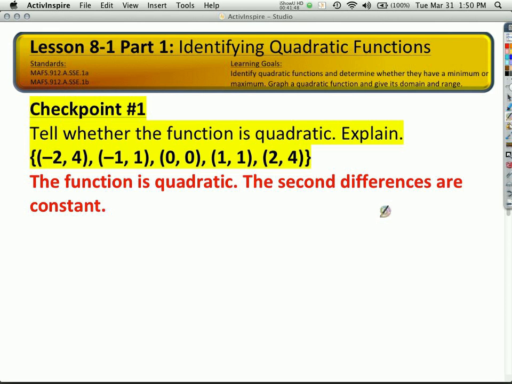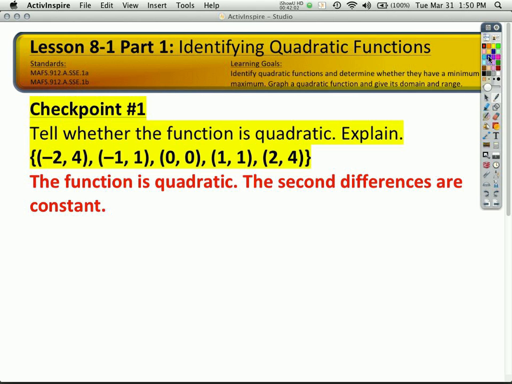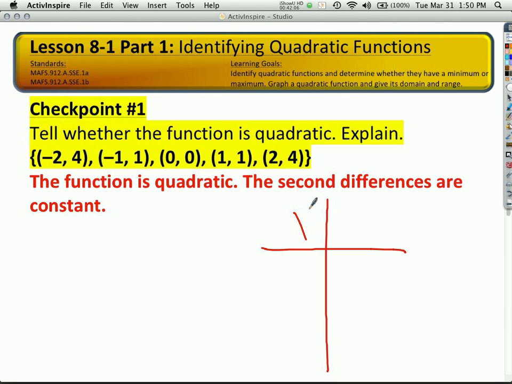So Andrew, did you have that it was quadratic? Yes. How did you figure it out? I put the ordered pairs in a table. Oh, that was very well said. So you created a little t-table like this, x and y, and then you just put -2, 4, -1, 1, 0, 0, and so on, and then figured out the differences, and it came out quadratic. Very good. Did anyone do anything differently?